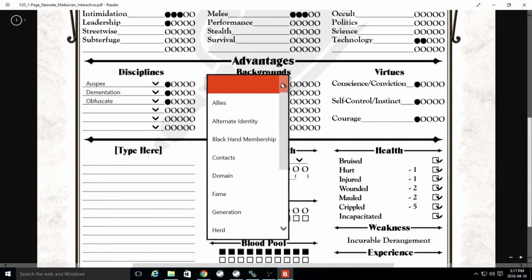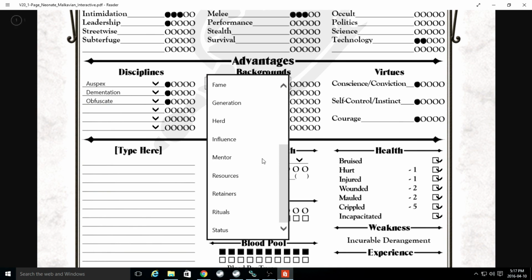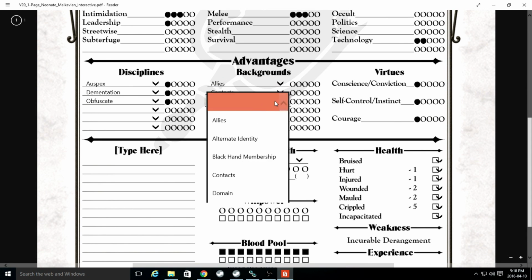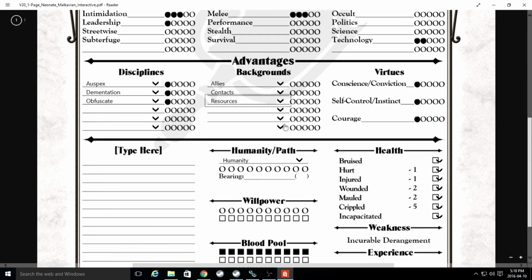Our backgrounds, we're going to go no generation on him, but we are going to do some allies and some contacts and some resources. So we're going to give him a couple dots of allies, a couple dots of contacts, and a dot in resources. Then we're going to come over here to conscience, self-control, and courage. Courage is going to be 5 automatically.